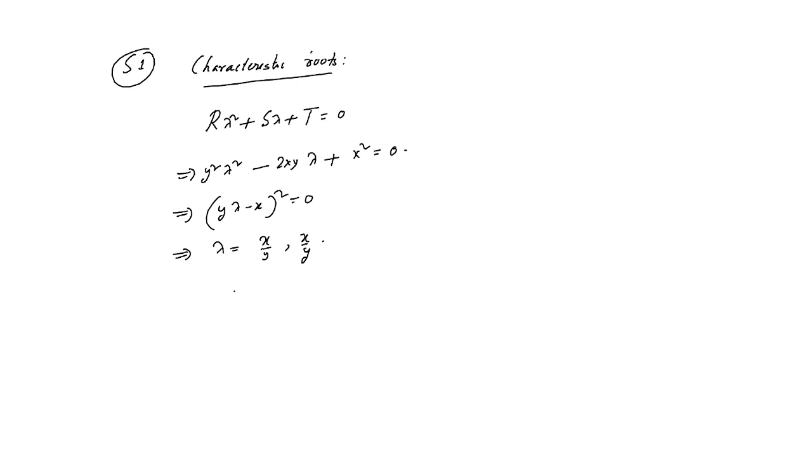So now we will solve this problem. Therefore the lambda is basically x by y. These are the characteristic root. Now we will find out the characteristic curve.